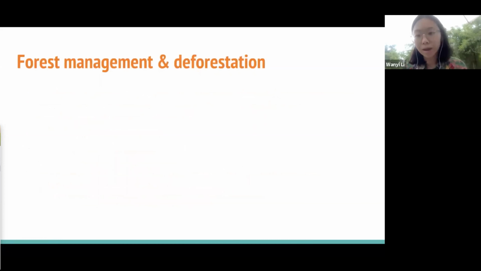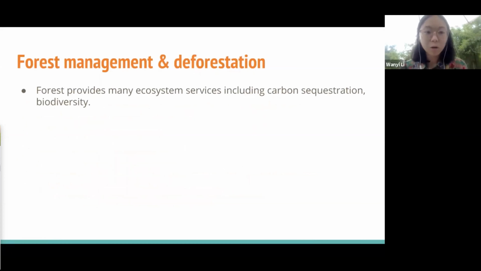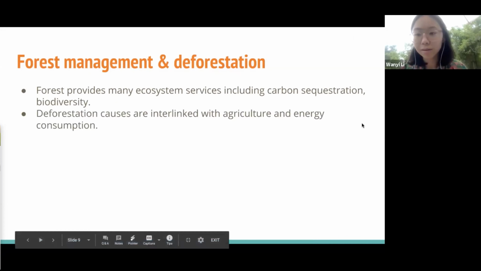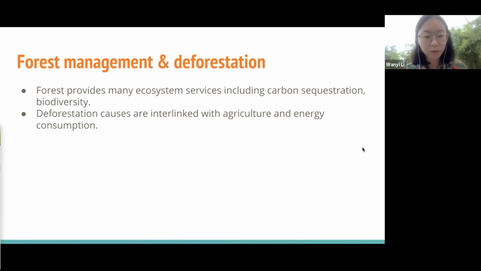The next topic is intertwined with agriculture. So first, to talk about forests. We know that forests provide many ecosystem services, and these include carbon sequestration, robust biodiversity, and restored ecosystems. However, we also know that the causes of deforestation are interlinked with agriculture and energy consumption, because often smallholder farmers are using wood as fuel for cooking stoves.